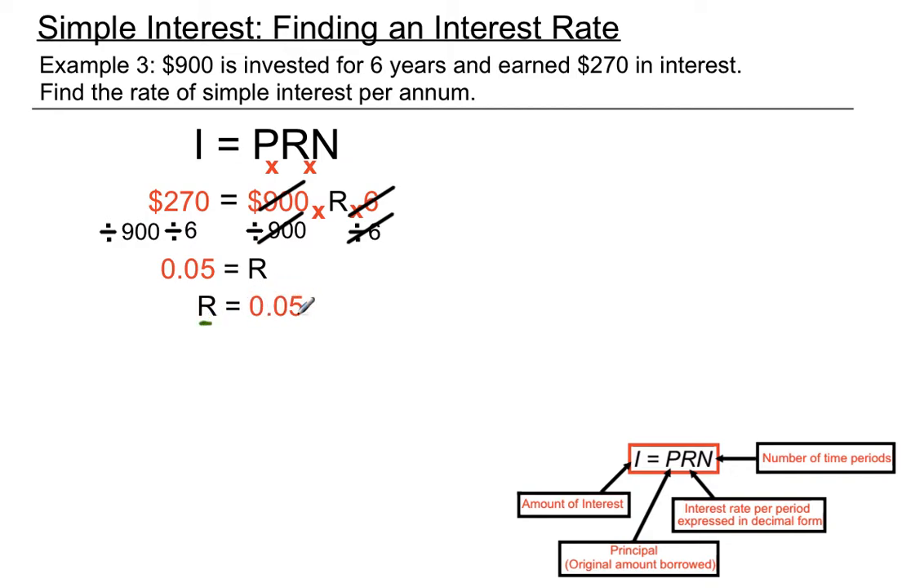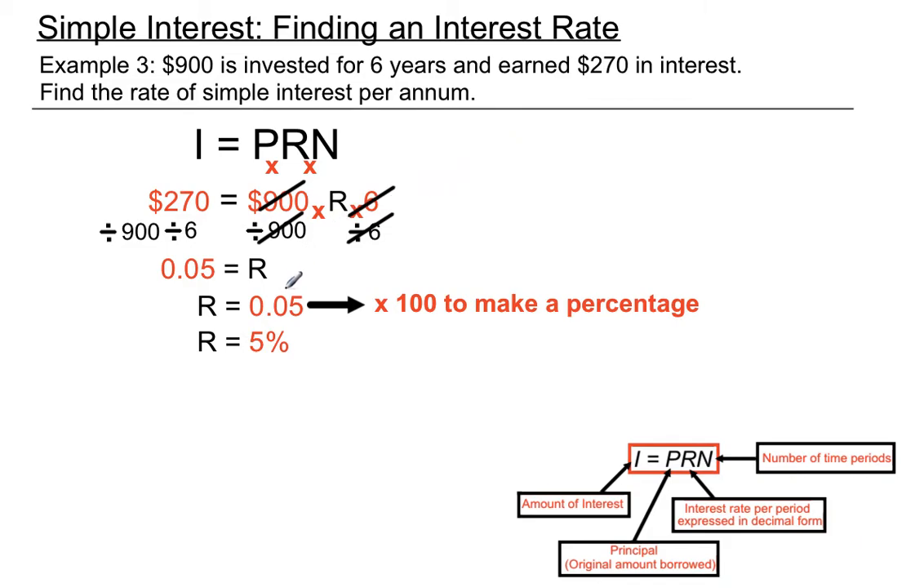Now that is a decimal, but the question usually wants a percentage for a simple interest rate. So what we're going to do is turn a decimal into a percent. Can you remember from your previous studies? To turn a decimal into a percent, we multiply by 100. When we multiply by 100, that moves the decimal point 2 jumps to the right, and you can see that we will make a final answer there of 5%.